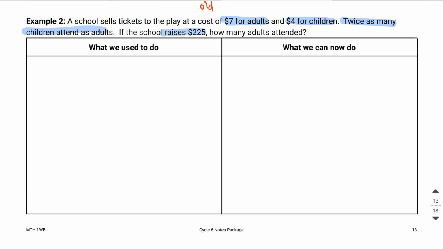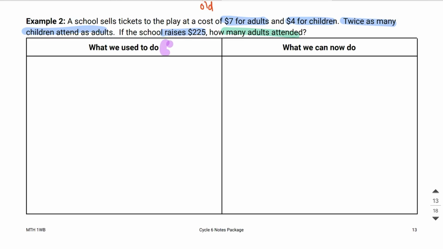How many adults attended? So I'm going to highlight what I want to figure out, which is how many adults attended. Then I want to see if I need to draw a picture. Drawing a picture isn't really helpful in this example. So step 4 would be to write my let statements. And that is going to be the key piece of this.